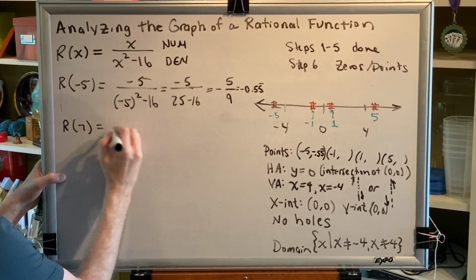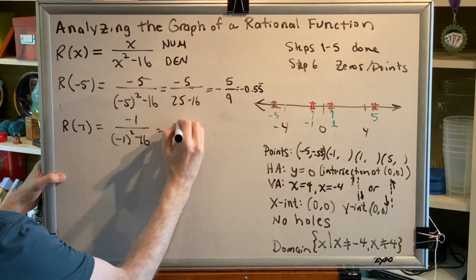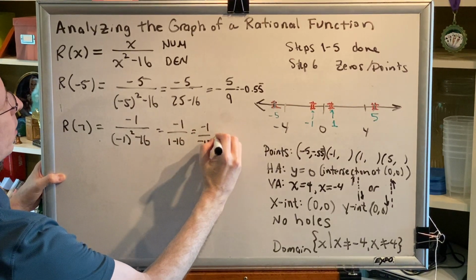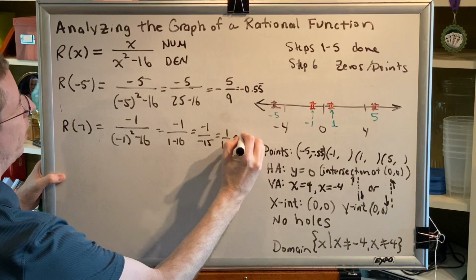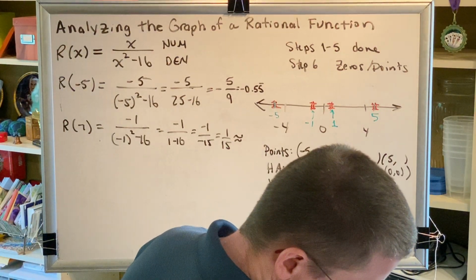All right, let's do the next one. r of negative 1, so I get negative 1 over negative 1 squared minus 16, which is negative 1 over 1 minus 16, which is negative 1 over negative 15, which is positive 1/15. And this one I think I am going to have to approximate here. Well, this one, I could use a repeating as well.